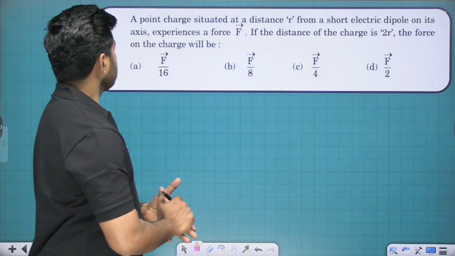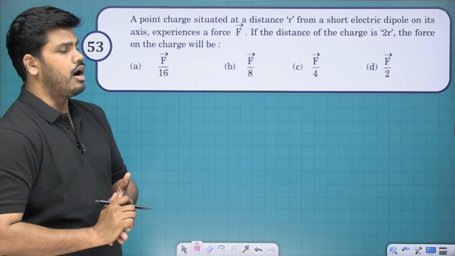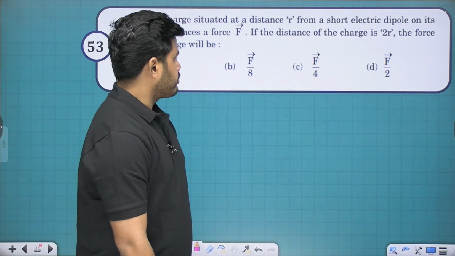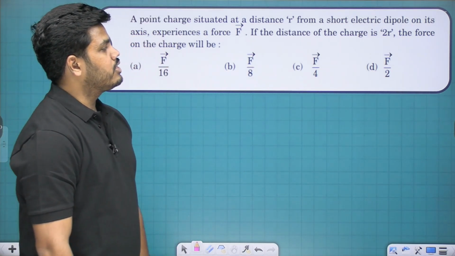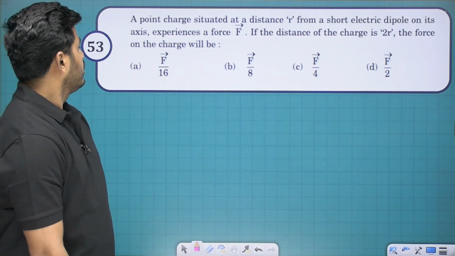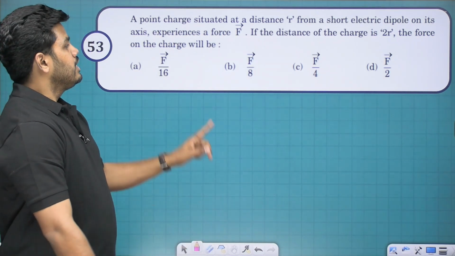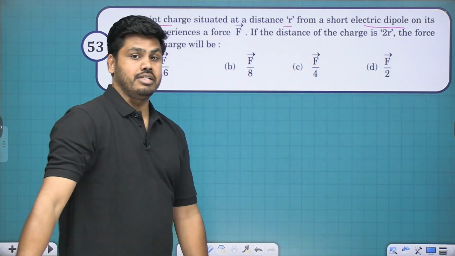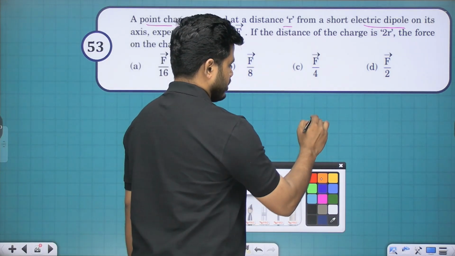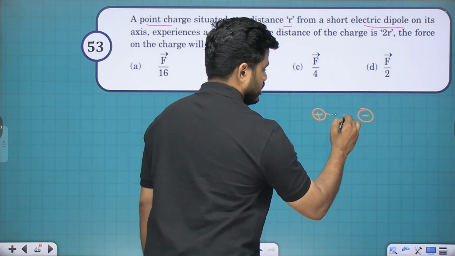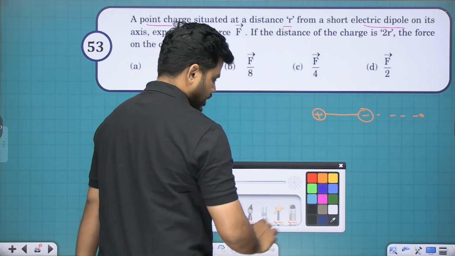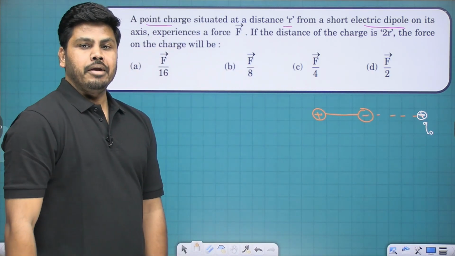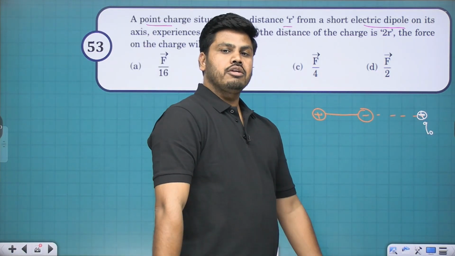53. A point charge situated at a distance r from a short electric dipole on its axis experiences a force F. If the distance of the charge is 2r, the force on the charge will be. See, the point charge is kept at a distance r from the electric dipole. See, if you have an electric dipole, this is the positive and this is the negative charge, and somewhere on the axis, at this point, I am going to keep one charge, Q naught or something. Okay, so what will be the force acting on that Q naught?